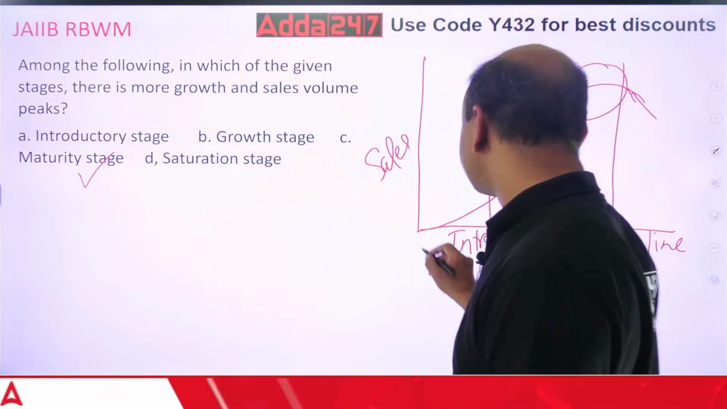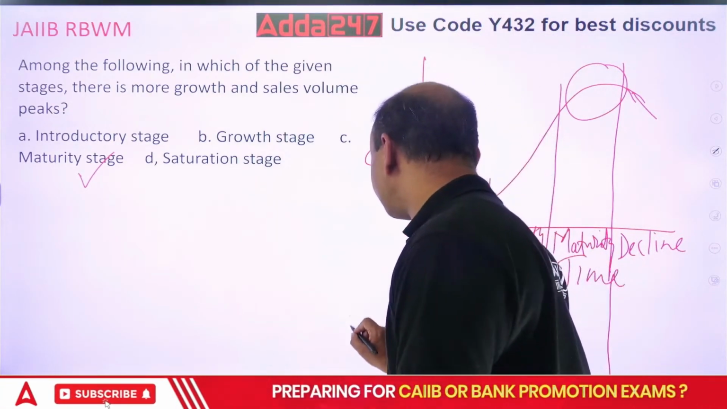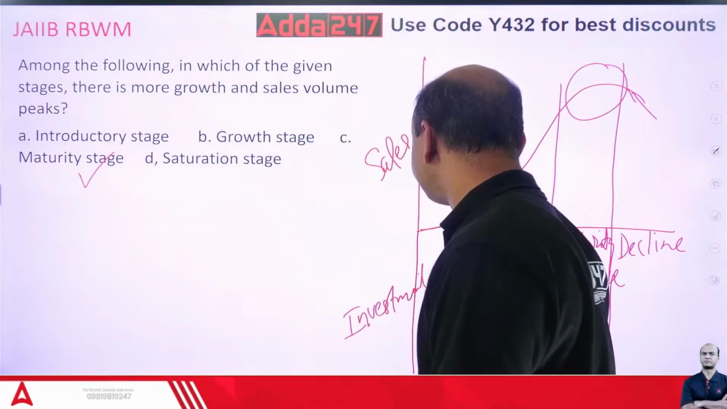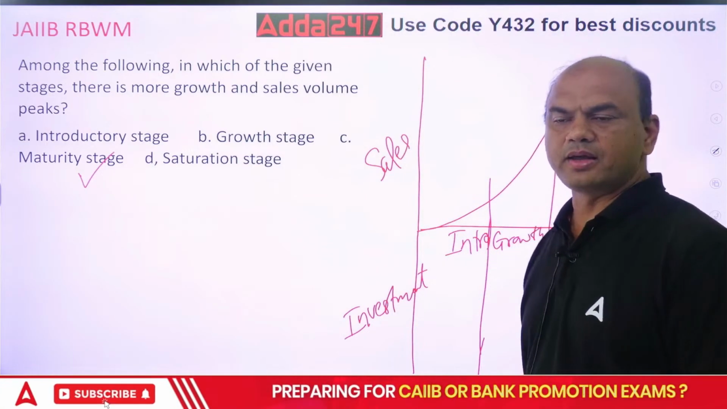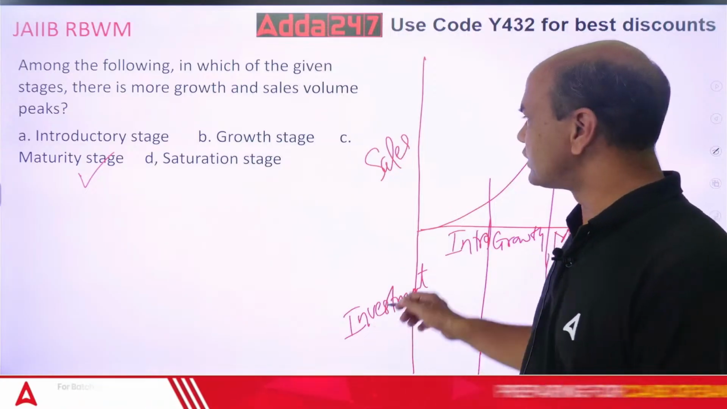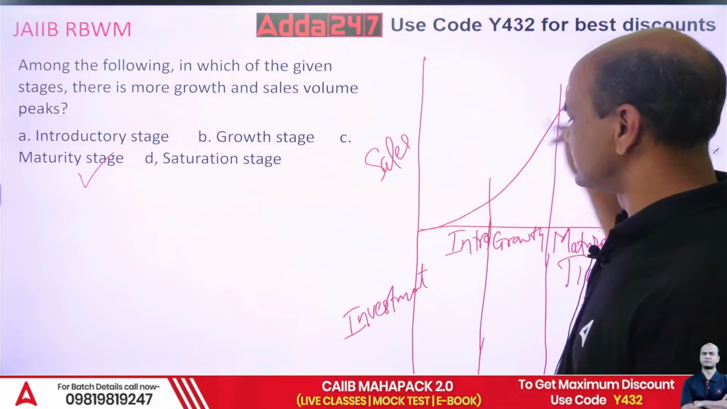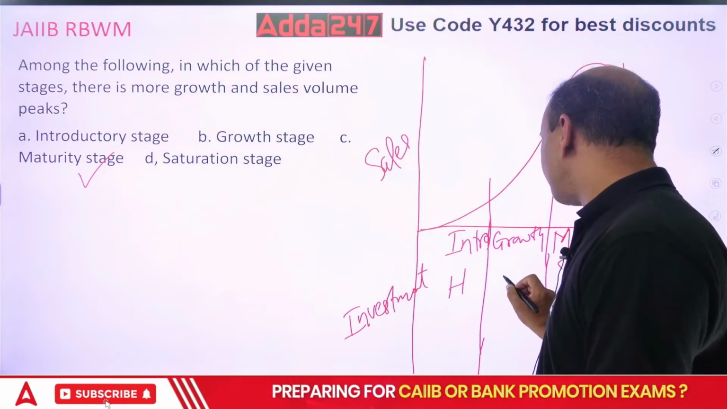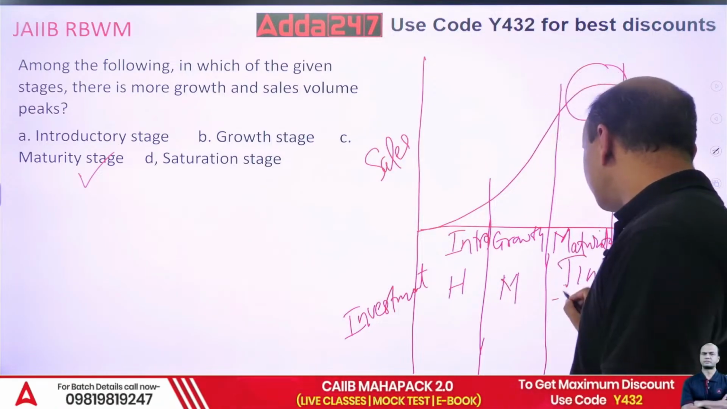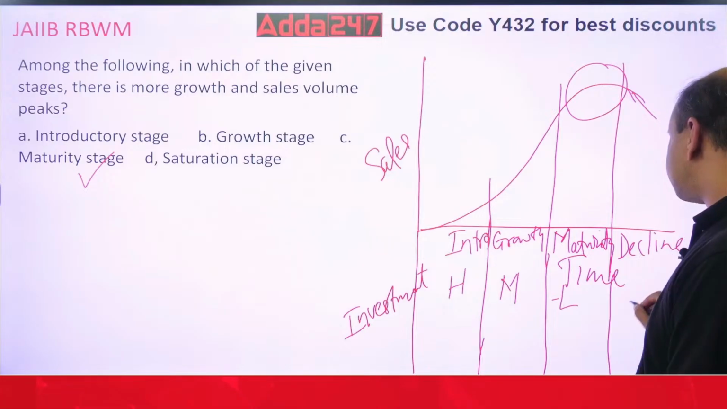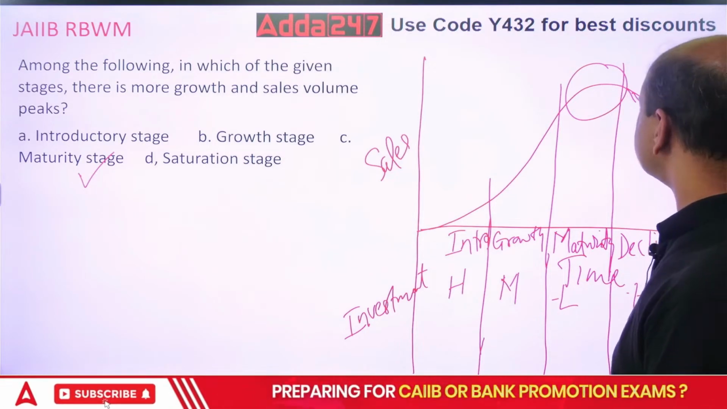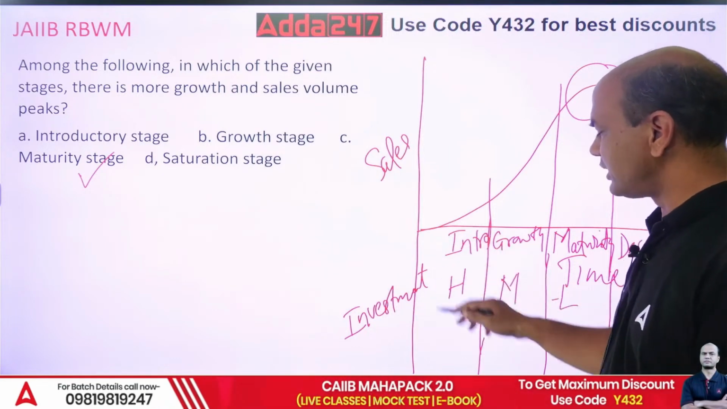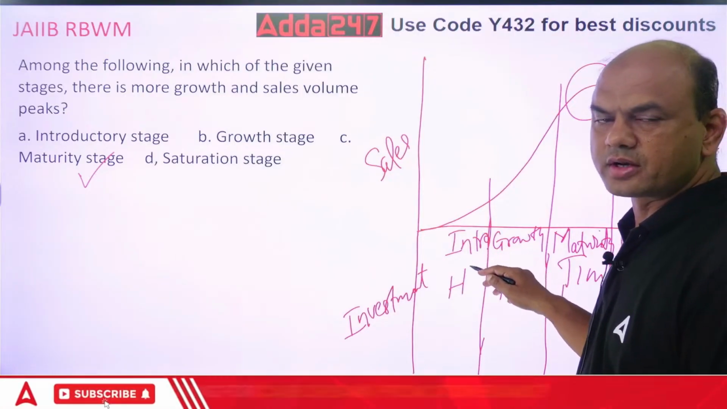For example, suppose I want to see where the investment will be huge. In which phase will the investment be high? Sales, you already know, is high in the peak phase. So investment will be high here, medium here, low here. And here again it starts going high, because my sales are declining, so I'll again have to invest. So investment is always high in the introductory phase.